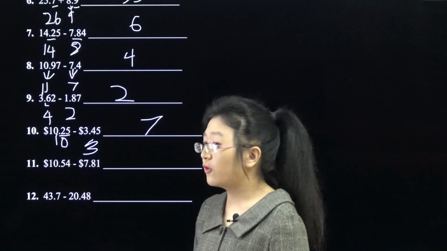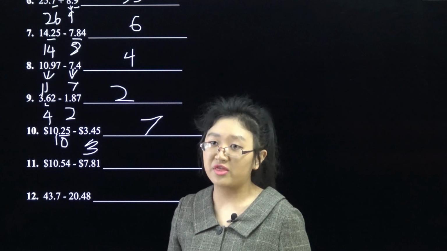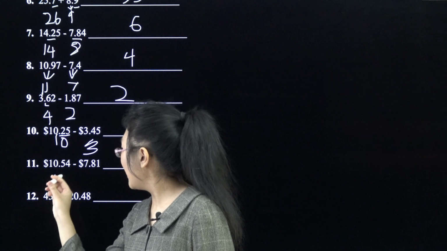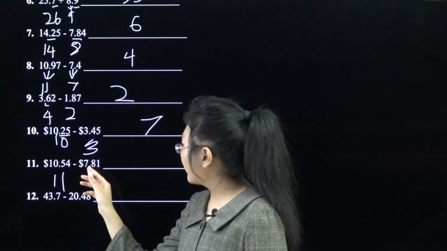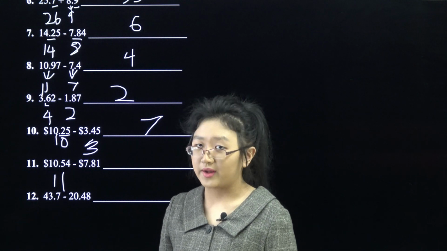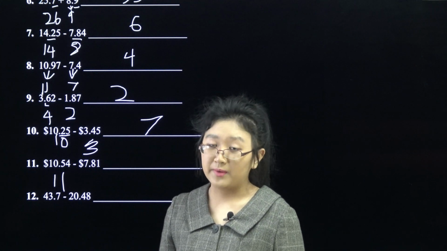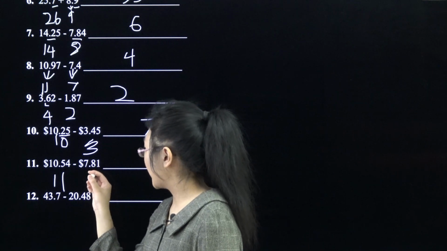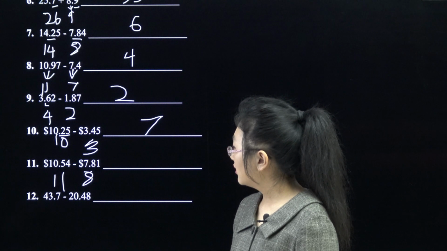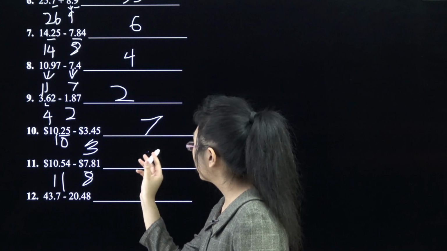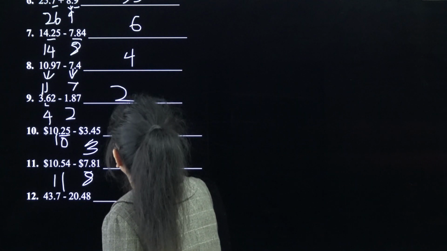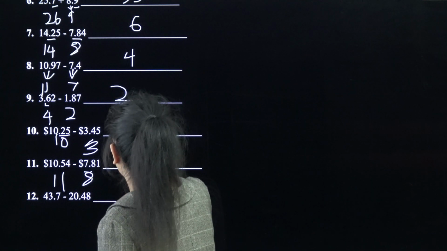So 10.54, 5 is in the tenths place, so we're rounding up to 11, minus 7.81. 8 is in the tenths place, so we're rounding up again. 11 minus 8 would be 3. It's better to add a dollar sign here, considering that this is talking about money.